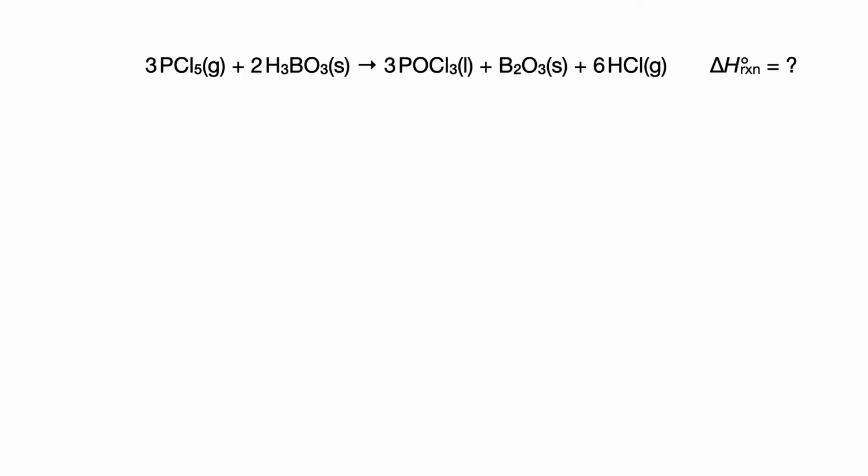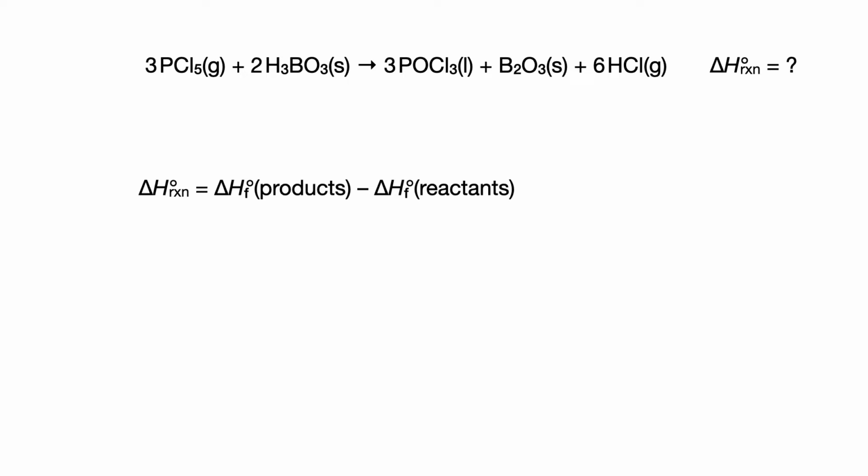3 moles of phosphorus pentachloride gas reacting with 2 moles of boric acid to form 3 moles of phosphonyl chloride and boron trioxide and 6 moles of hydrogen chloride. And so we want to find the enthalpy change for this reaction, and we're going to try using the formula that we just discussed. The delta H of reaction is going to be the total enthalpy of formation of the products minus the total enthalpy of formation of the reactants.